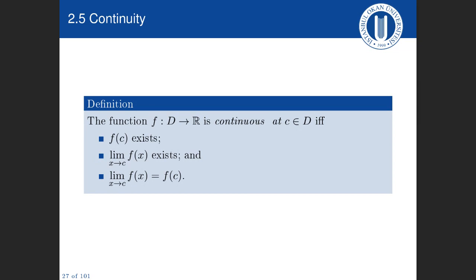A function f is continuous at a point c if and only if three rules are satisfied. We need f of c to exist. We need the limit as x tends to c of f of x to exist. And we need that these two numbers are the same.